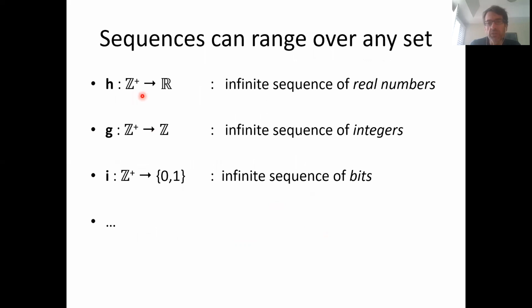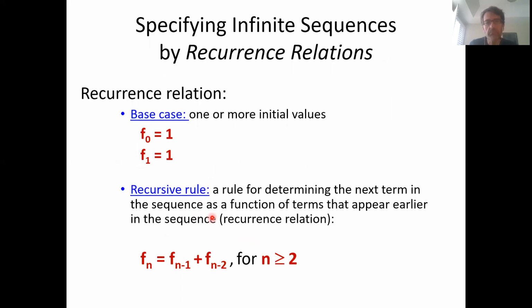Sequences can range over many sets. You can have a sequence of real numbers, a sequence of integers, a sequence of bits, and so forth. Now, so you have seen examples of an explicit formula. We're going to call it a closed formula because it's some function that you can evaluate knowing just the argument.